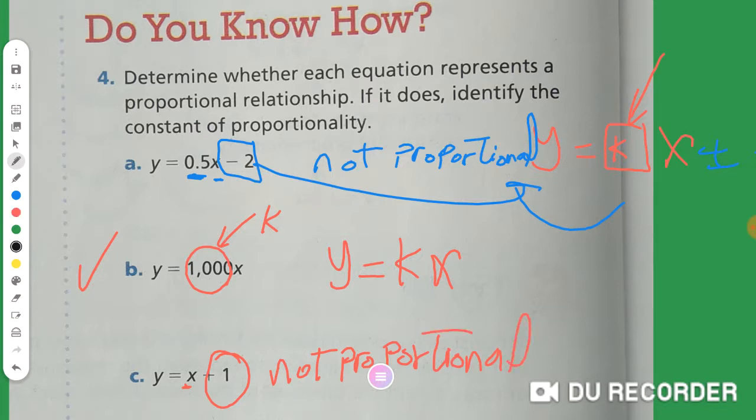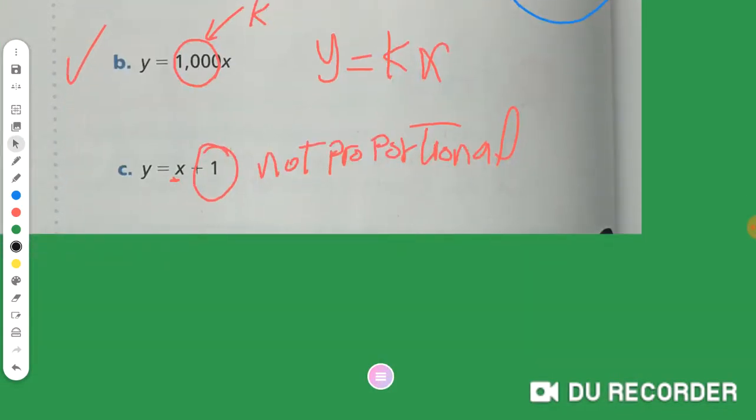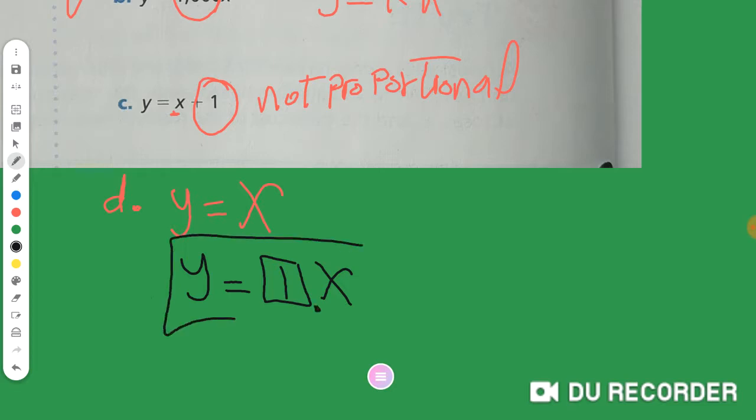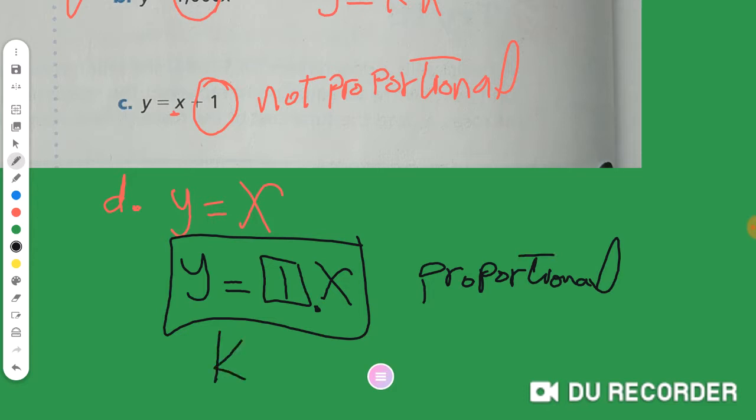I'll give you another example. If I give you question D, y equals x, is it a proportional relation or not? I can write y equals something multiplied by x. What multiplied by x equals x? It's 1, because 1 multiplied by x equals x. So yes, it's proportional, and its constant k equals 1. That's right.